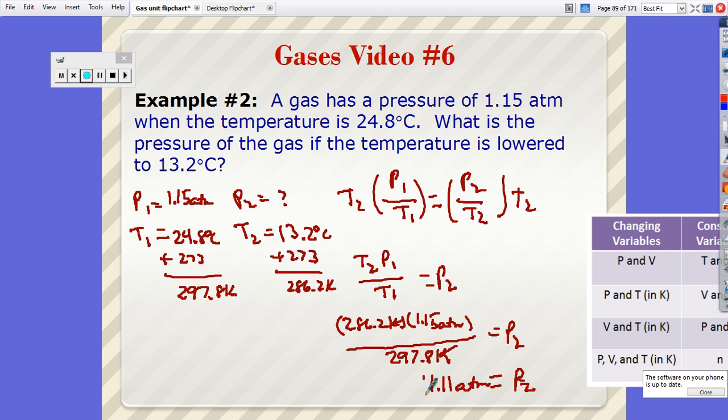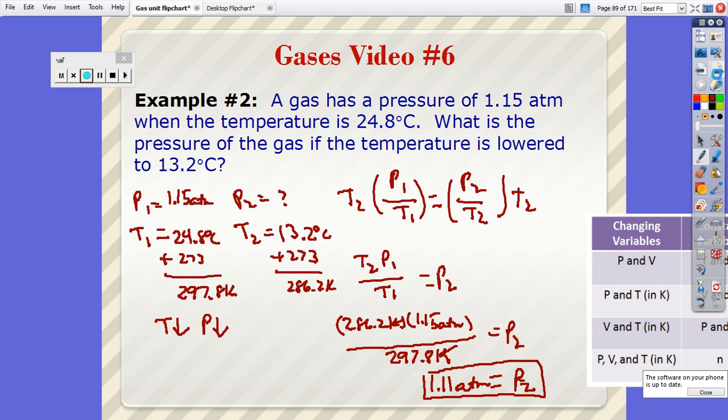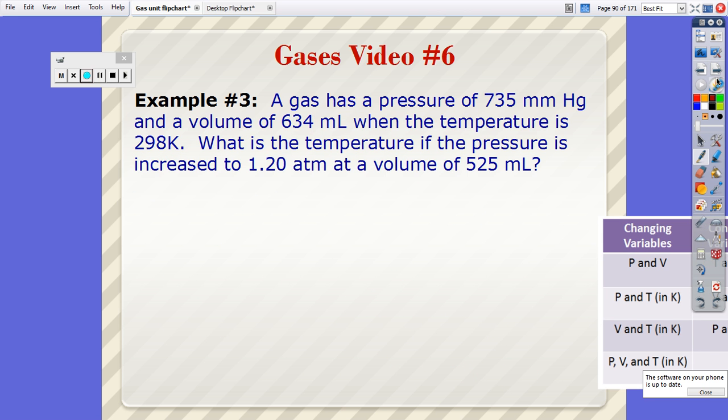Now you want to double check and make sure this makes sense. Remember, this is a direct relationship. If the temperature goes down, I expect the pressure to go down as well. And it did, from 1.15 to 1.11. Let's try number 3. You should already have number 3 done, so you can double check your work.